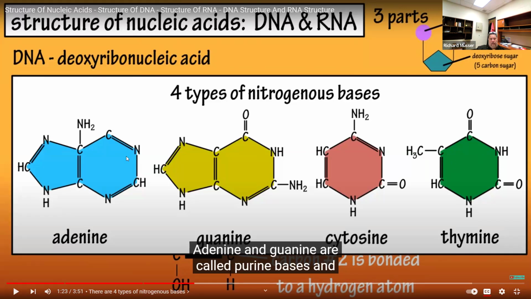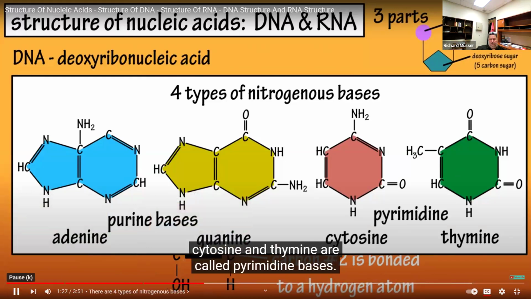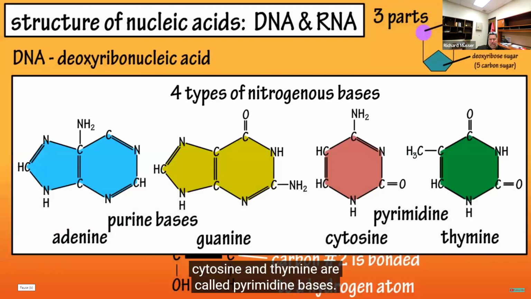So these have 2 rings, and these have single rings. The double rings should be known as purines, and the single rings should be known as pyrimidines. Hopefully I'm correct. Adenine and guanine are called purine bases. Yep, so here's our purines. And then over here's our pyrimidines. And cytosine and thymine are called pyrimidine bases.